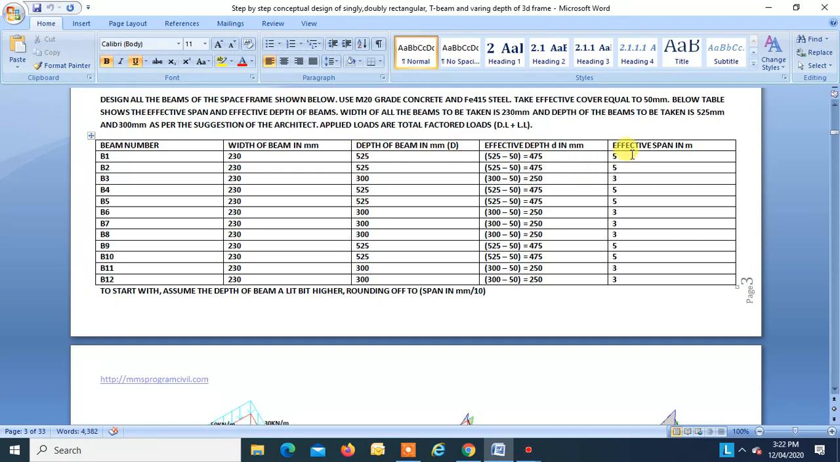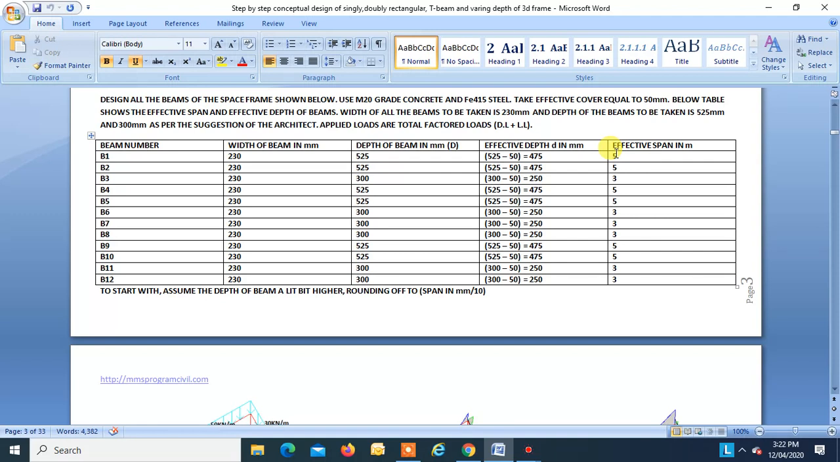This is the effective span. These are the effective spans of all the beams, right? Now, an important note I have made over here. To start with, assume the depth of the beam a little bit higher, rounding off to span in mm divided by 10, right? So say this is 5 meters, so this is 5000 mm divided by 10.